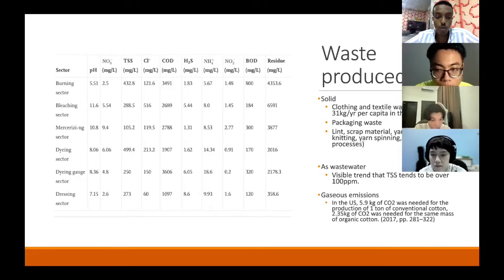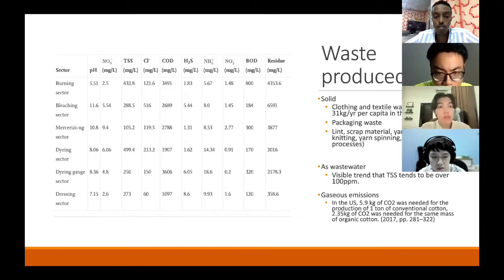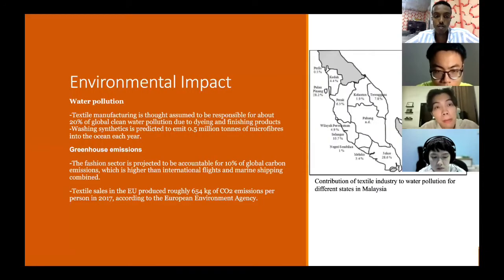As far as the wastewater is concerned, the TSS trend is to be over 100 ppm, which is a visible trend in emission of gases in the United States. 5.9 kilograms of CO2 is actually required to produce 1 ton of conventional cotton, while 2.35 kilograms of CO2 is required to produce the same quantity of organic cotton. So let's go to the next slide, which is about environmental impact.